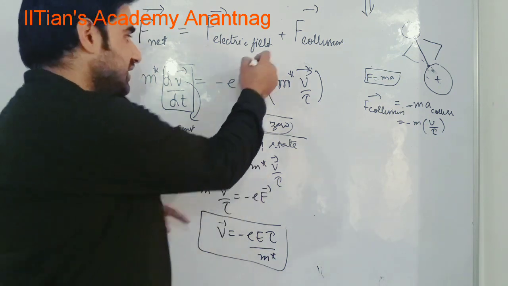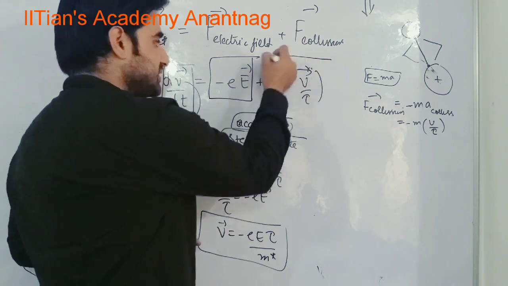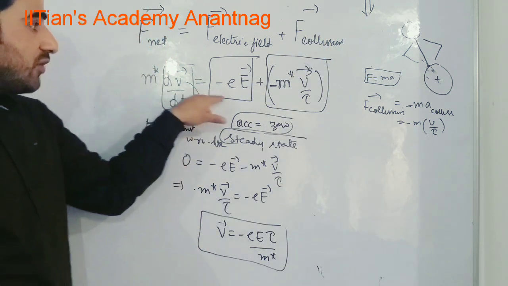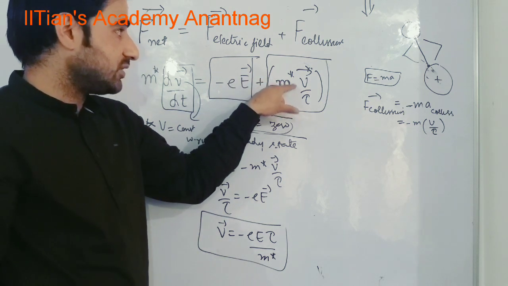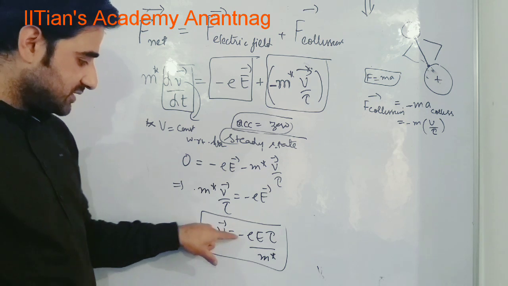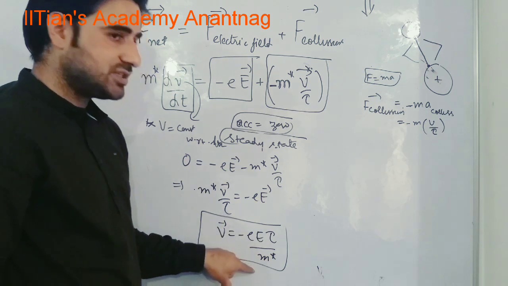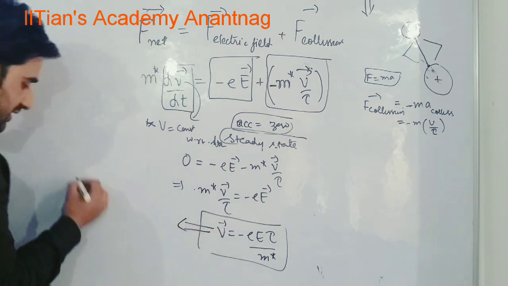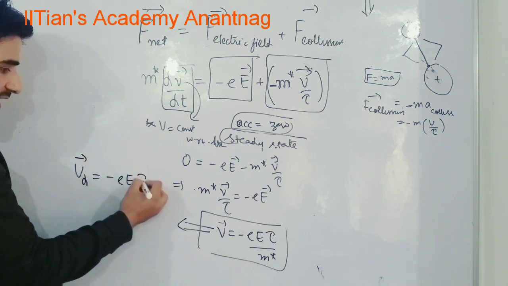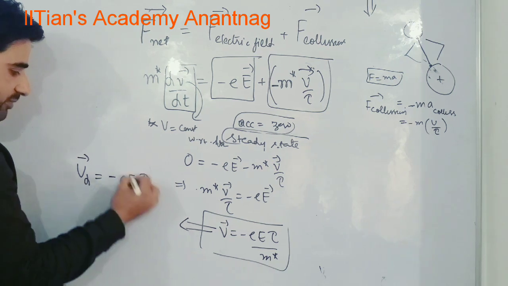There is acceleration due to electric field, but there is simultaneously retardation due to collisions. So net acceleration is zero. Whatever is the velocity of the electron, that is constant. Now this constant terminal velocity is minus eE tau by m star. This constant terminal velocity we call drift velocity. That is why I will write drift velocity as minus eE tau by m star.